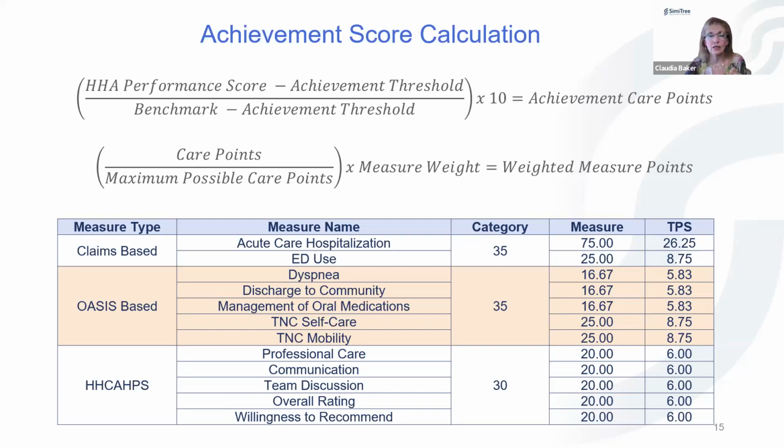But in the claims-based measures, acute care hospitalization accounts for 75% of that 35% that's factoring into our total performance scores. So with that, that means that acute care hospitalization is 26.25% of the whole score. So to say that there's a lot of emphasis on acute care hospitalization is an understatement. Unless you're really, really good at this, I would say that is definitely one of the measures that you would want to focus on.